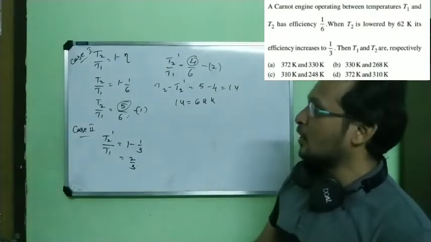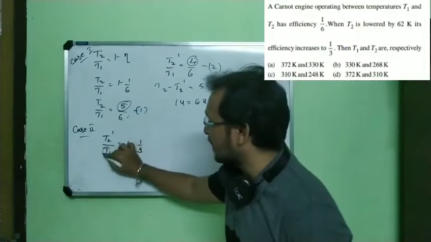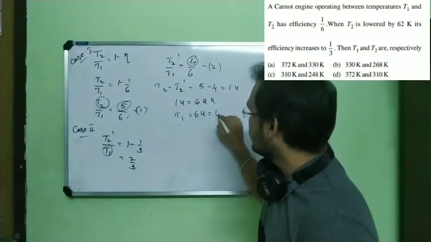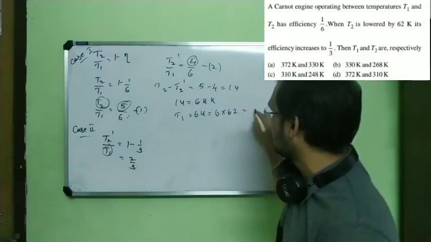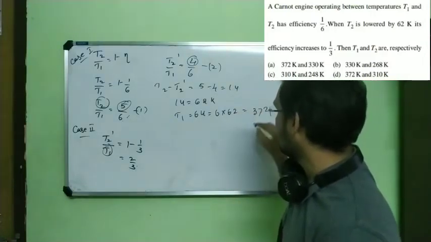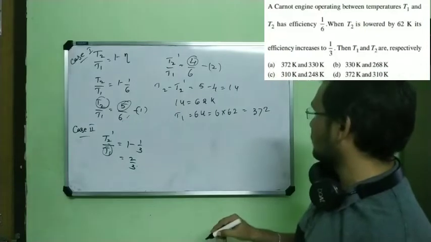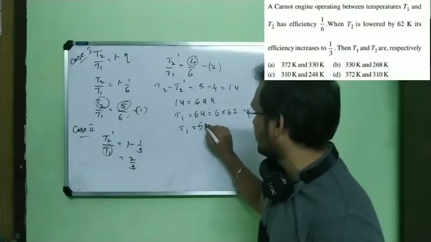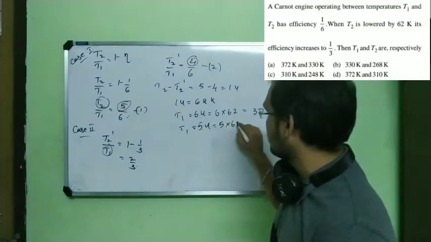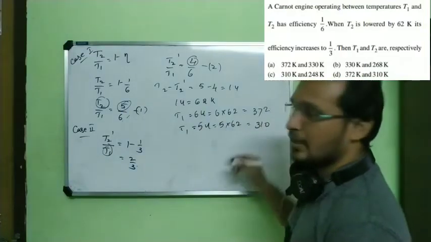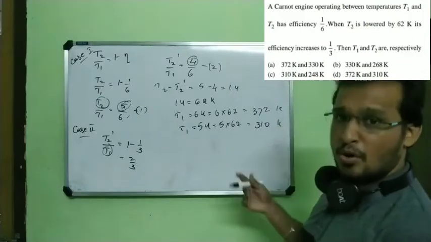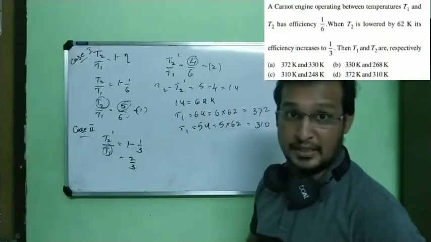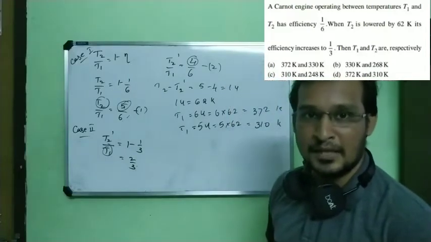Now it's over. We have to find T1 and T2. What is T1 equal to? 6 units, so 6 into 62. Is it 372? Yes, 372 Kelvin. What is T2 equal to? Initially 5 units, so 5 into 62 equals 310 Kelvin. That's it. That's the answer. What's the option? You will get option D. Is it simple?